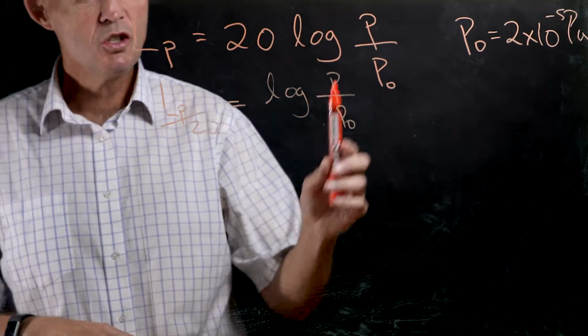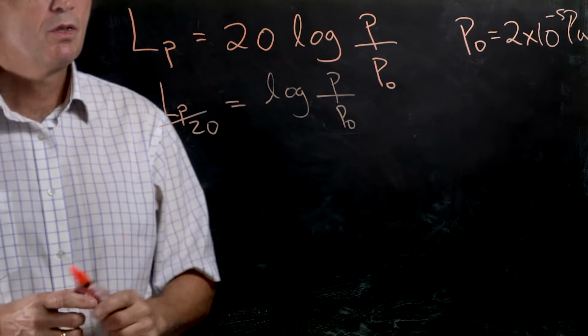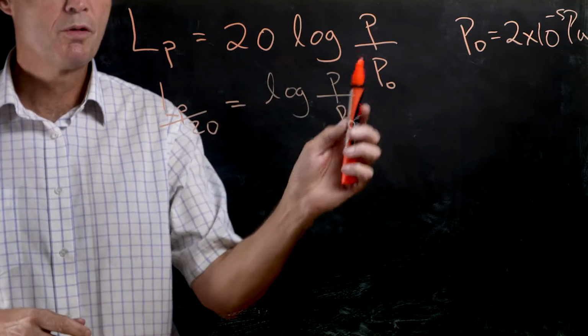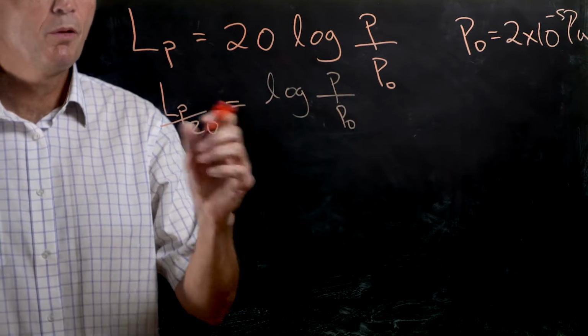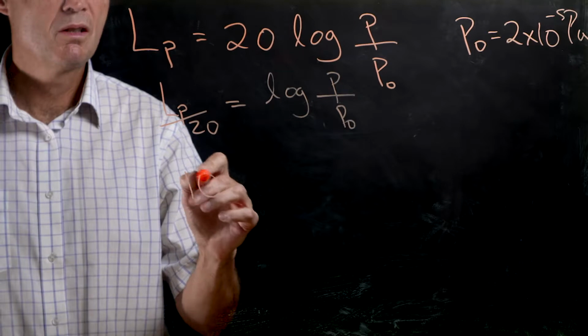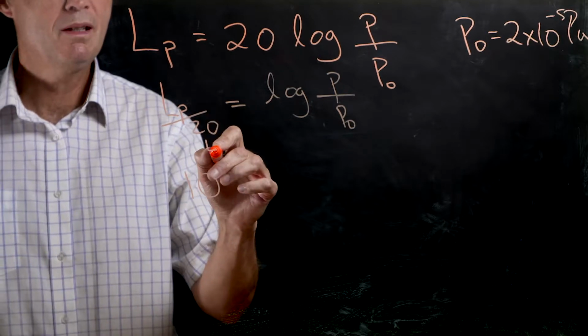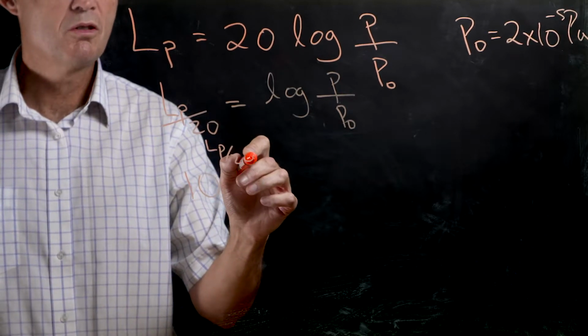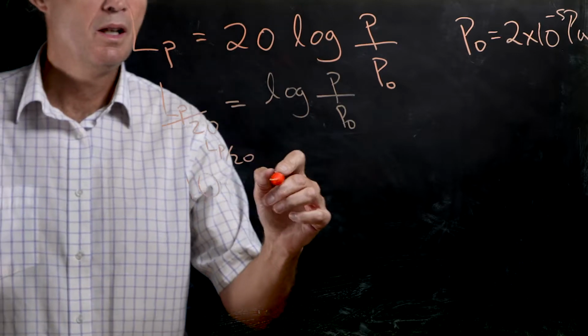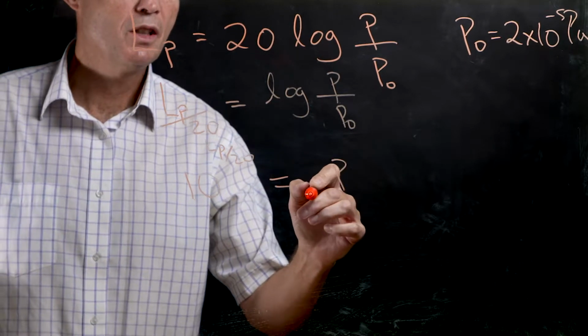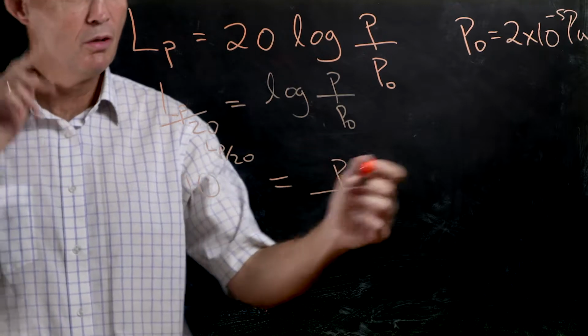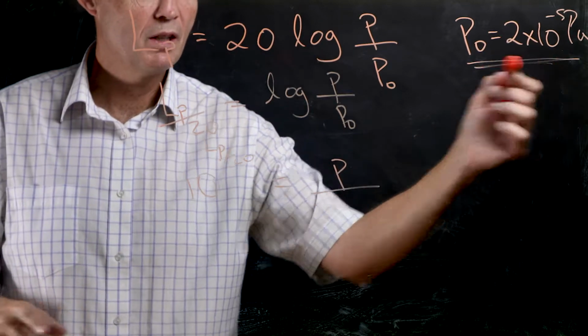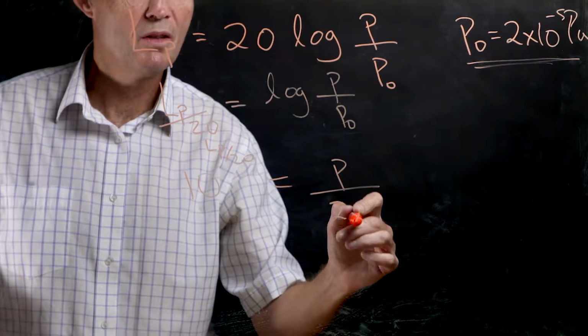Once we get to this stage, we then have to eliminate the log term. So what we have to do is anti-log both sides. Anti-logging both sides is a case of raising this number here to the power 10. So this is 10 to the LP over 20, and that's equal to P divided by P0. Instead of P0, I'm going to put in this value here of 2 × 10⁻⁵.